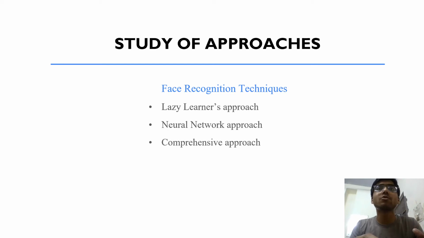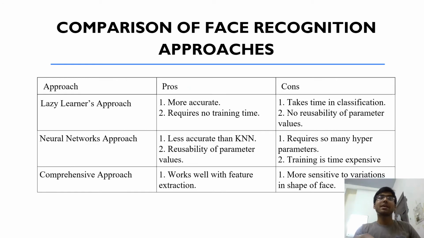Third one is the comprehensive approach, which looks at the entire face. It doesn't look at components of the face, it looks at the entire face rather than different features or components. In this approach, we create eigenfaces first, in which we derive a feature vector out of the image in the form of a covariance matrix, and then train our model based on this. When we are provided with a new face for recognition, this approach looks into the weights of the stored images, compares it with all of them, and then recognizes whose face it actually is. And when we did a comparison of these face recognition approaches, we found that the lazy learners approach was more accurate, and it required no training time.